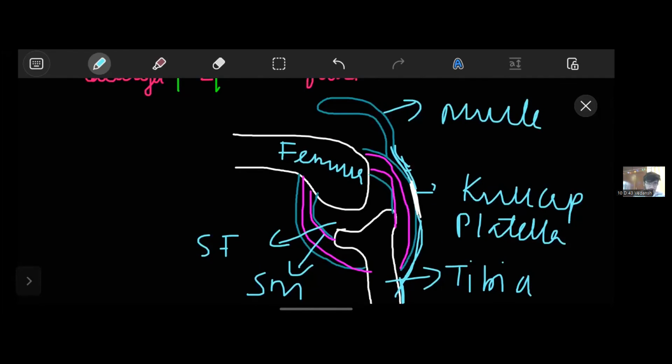Studying about human joints is fascinating. Now, there is a fibrous capsule over here. The function of the fibrous capsule is basically protection, like against dislocation.